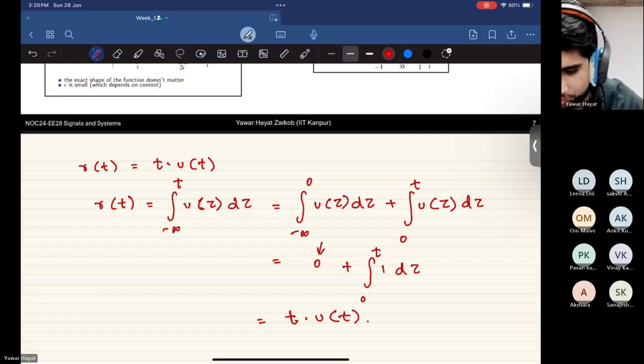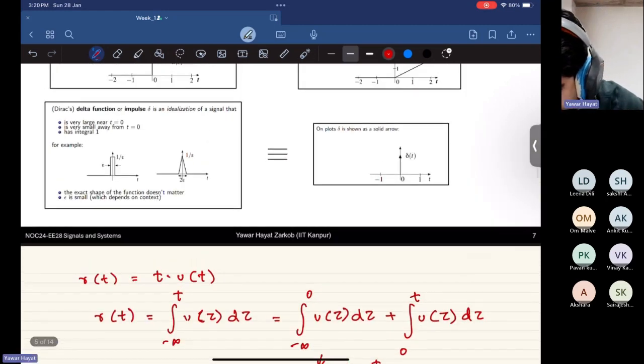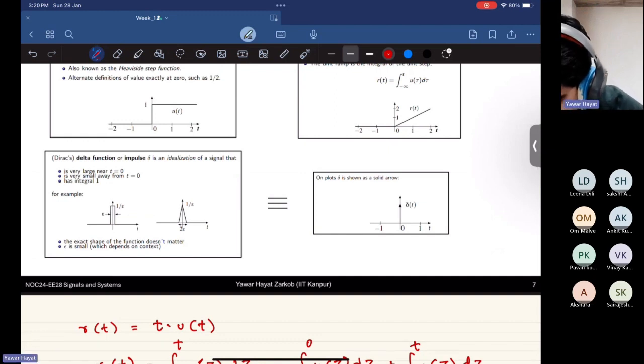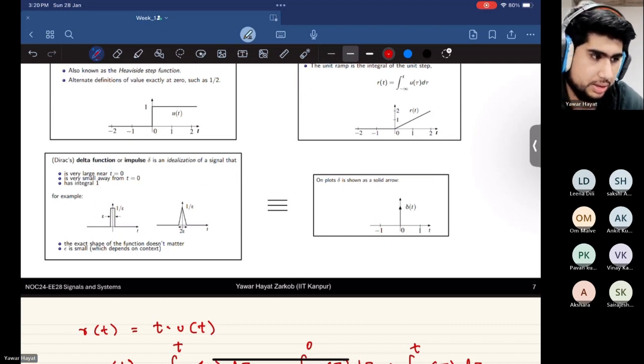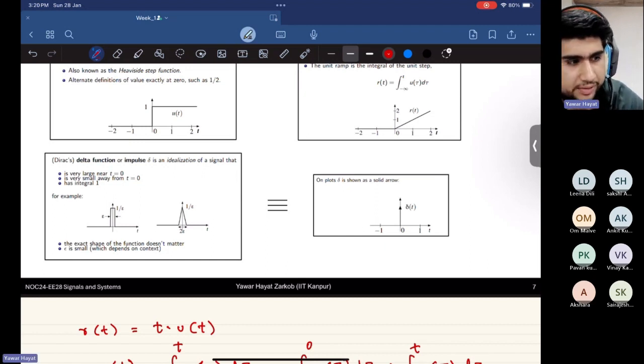Let's now go to the delta function. The delta function, or impulse, is an idealization of a signal, right? It is a signal that is very large near t equals 0, and it spans a very small range around t equal to 0. The integral of the delta function is 1. So this is how the delta function is defined, right?